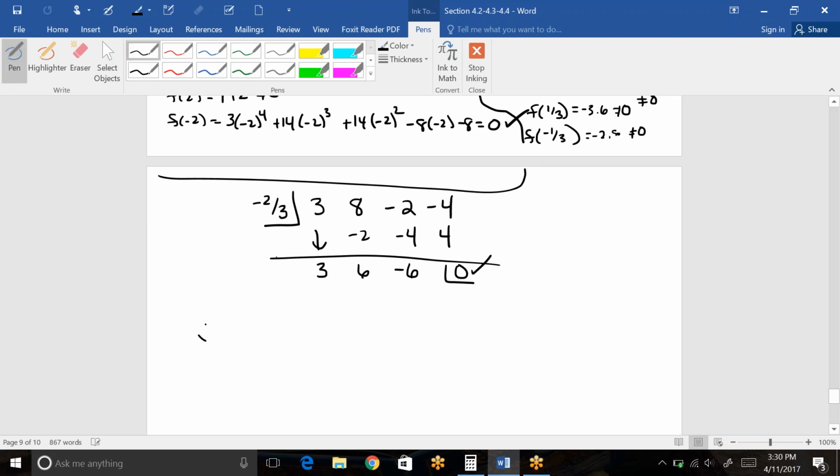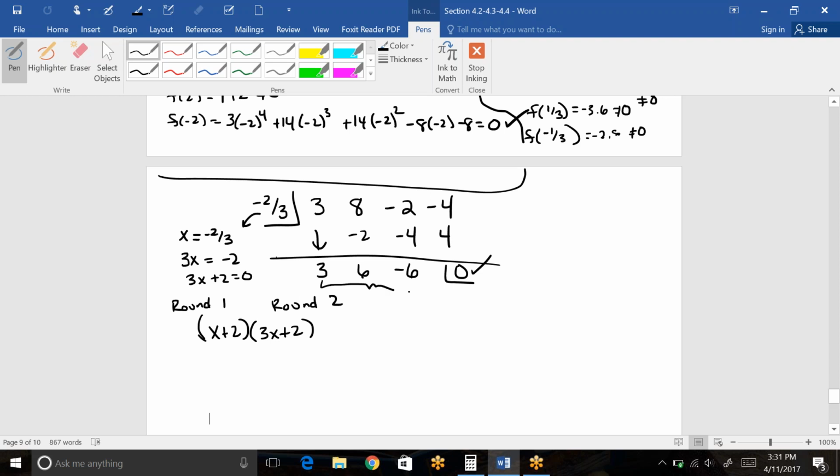Okay, so let's talk about what we know so far. So we have an x plus 2 that came from round 1. From round 2, we're going to get two things. This guy is going to turn back into a factor. X equals -2/3. You would multiply both sides by 3 because we want to make it back into just a number, and then add 2 over. So this is what this looked like before it got solved down. So 3x plus 2 is another factor, and then remember this guy is my remaining factor, 3x squared, because it was a cube, so now it's down to x squared plus 6x minus 6.